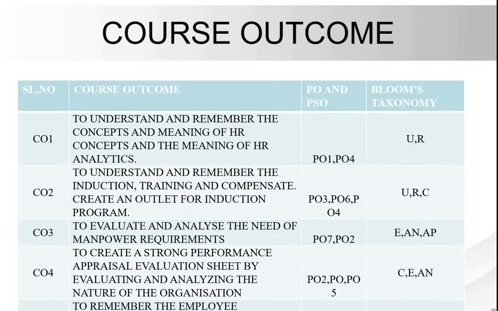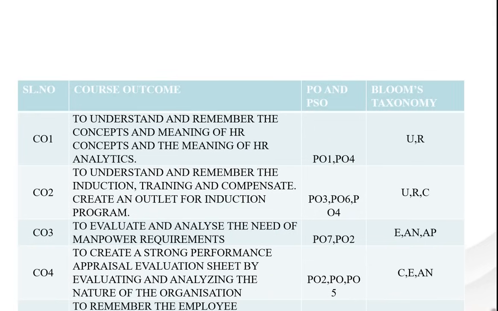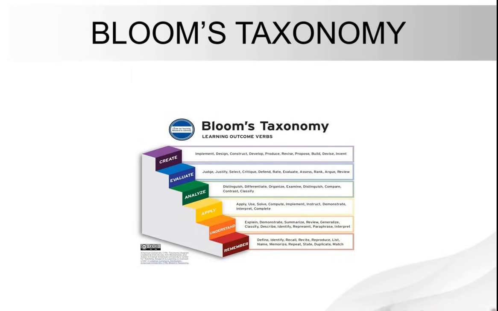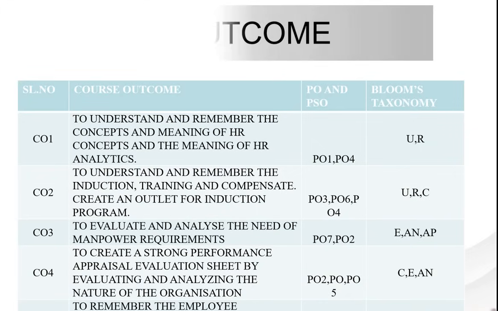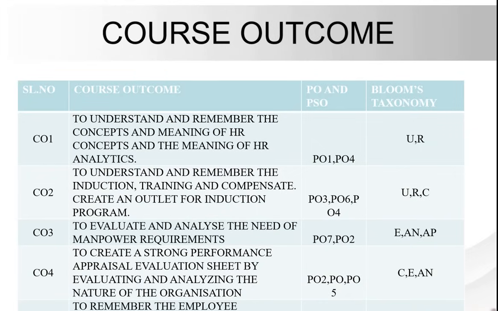For example, the first module. If the student is going to learn HRM, the first chapter, he'll understand and remember the concept and meaning of HR and the meaning of HR analytics. He'll be able to understand and remember, which means only 2 levels. If you read the first chapter, you'll remember and understand the meaning of HR. In the second module, you understand and remember induction, training, and compensation, and create an outline for an induction program. So even in this module, you'll mostly just understand and remember.